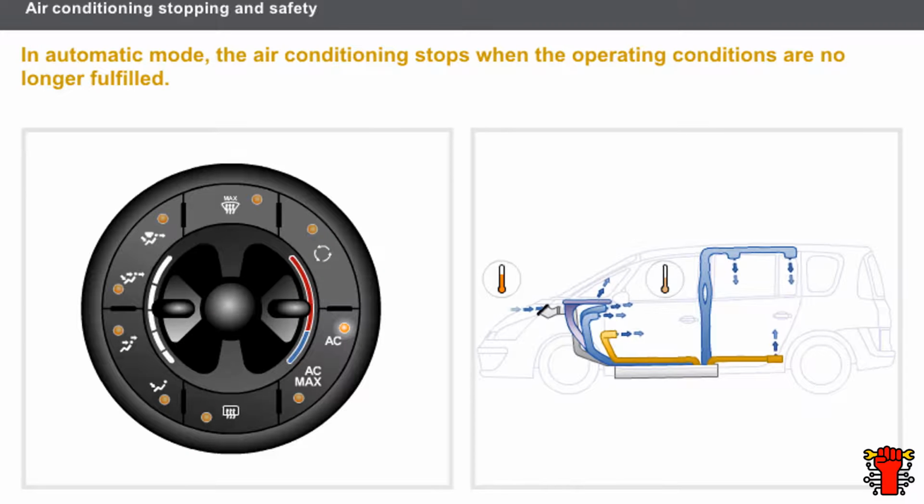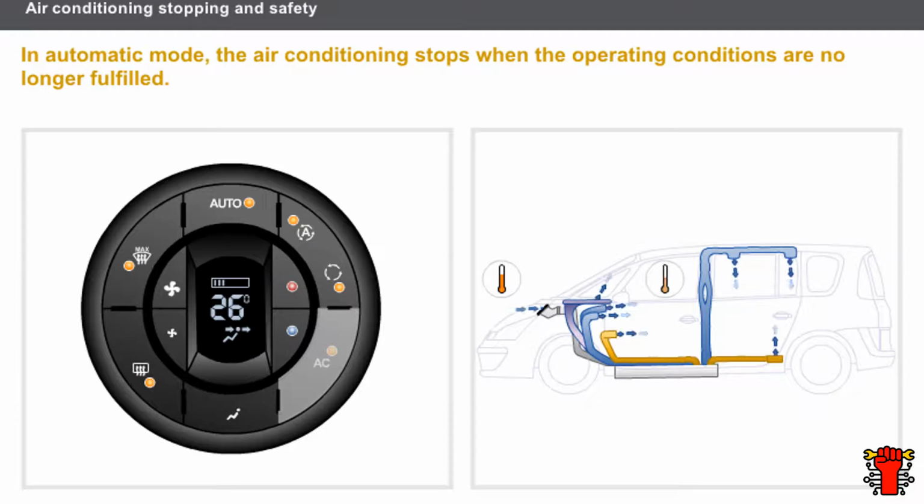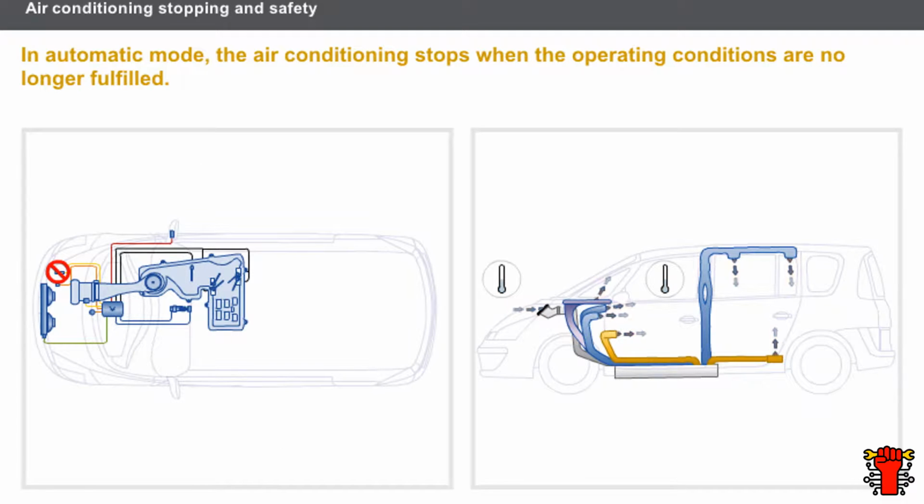The air conditioning stops when the user presses the AC button or stops the passenger compartment ventilation. In automatic mode, the air conditioning stops when the operating conditions are no longer fulfilled. When the external temperature reduces, the difference between the internal and external temperature reduces, and cold air production is no longer required. In this case, the air conditioning computer cuts off the supply from the compressor clutch and passenger compartment fan. The air conditioning stops.